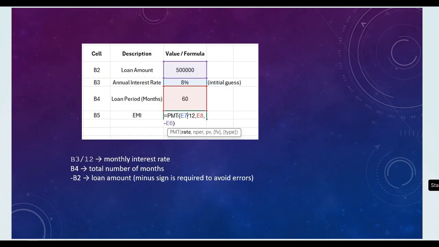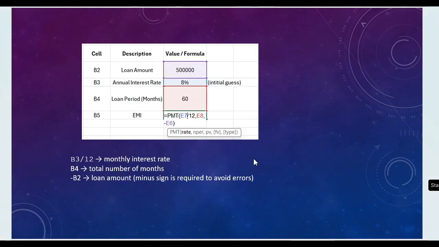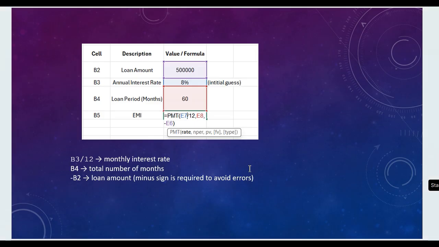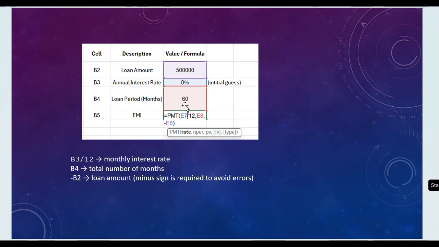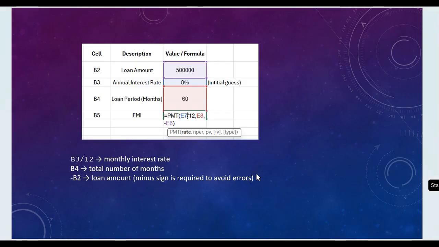Here, see the loan amount and annual interest rate. The loan amount is 5 lakhs, so I am giving 5 lakhs. For the annual interest rate, suppose you assume 2% or 3%, just assume some interest rate value. Here we have given 8%, and the loan period is 60 months, which means 5 years. So give 60.